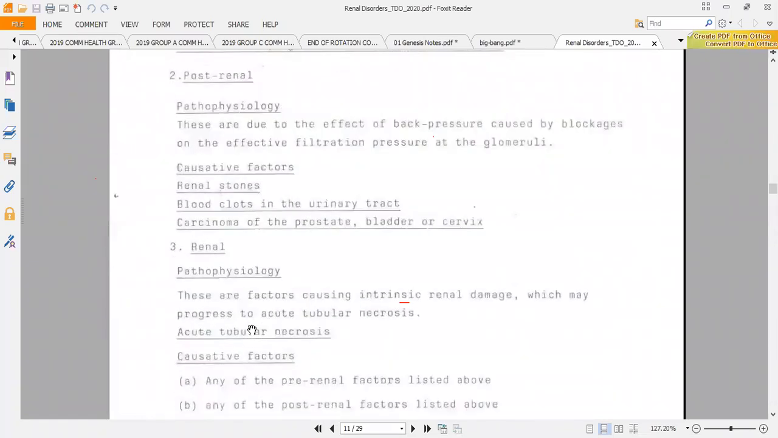Okay, and then we have the renal cause. So for the renal cause, we can group them into two. We have the glomerular cause and then the tubular interstitial cause, okay? So the glomerular cause, that was where we saw the glomerular nephritis, okay? All the causes of glomerular nephritis, okay? They can cause acute kidney injuries.